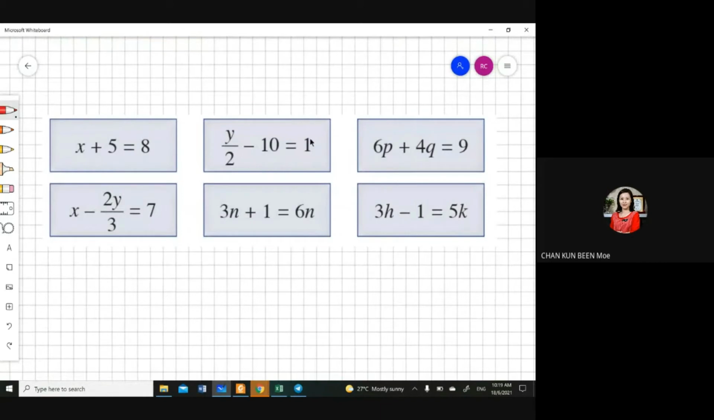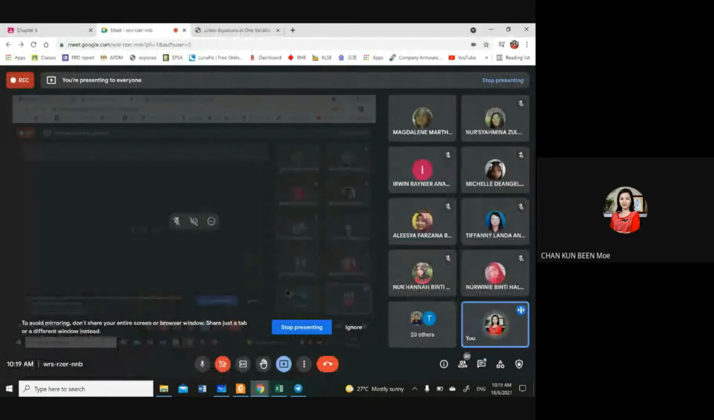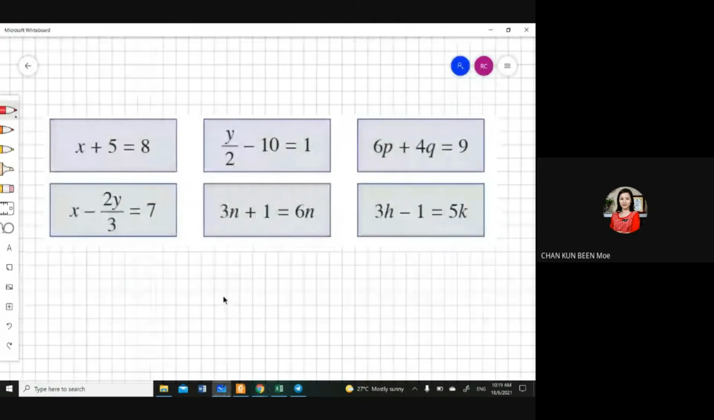Okay, you look at the equations here from the activity. These equations are known as linear equations.